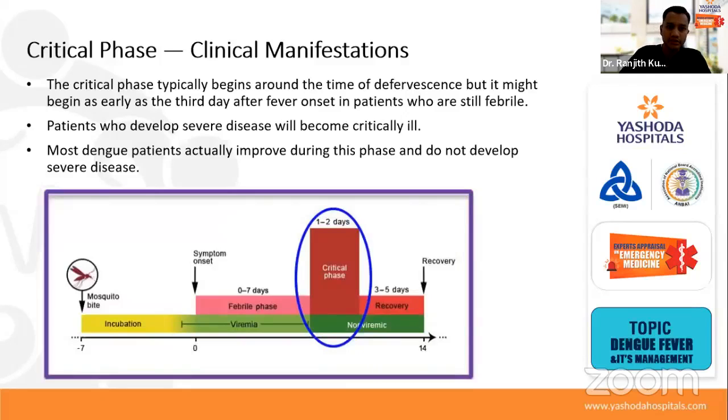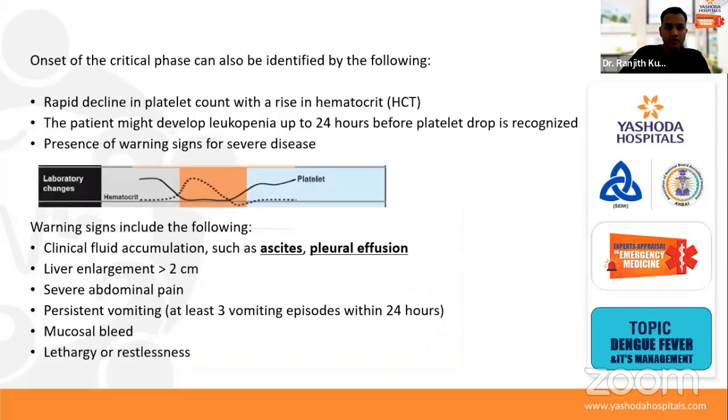So it can lead to severe disease in some patients. Most dengue patients usually improve during this phase, and they do not land up in severe disease. The onset of a critical phase can be identified by a rapid decline in the platelet count and a rise in the hematocrit value.